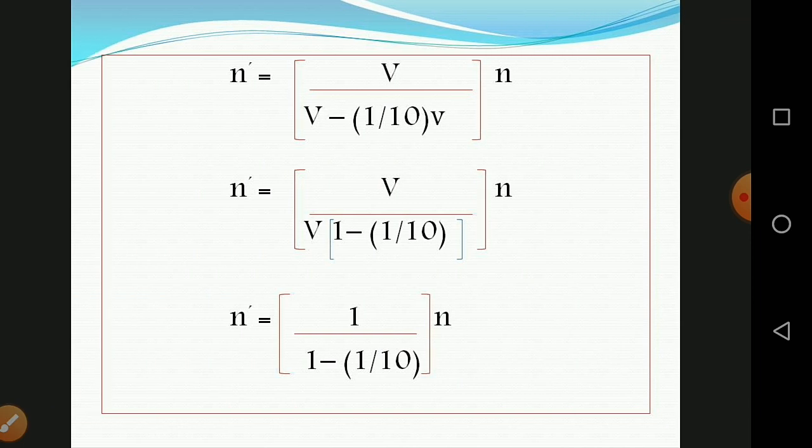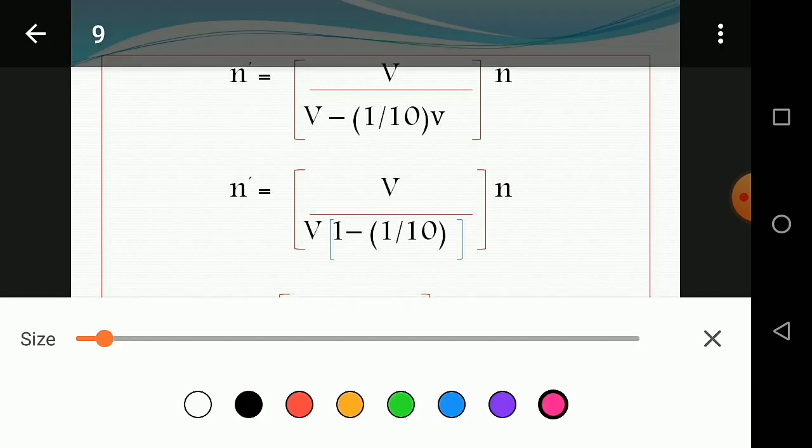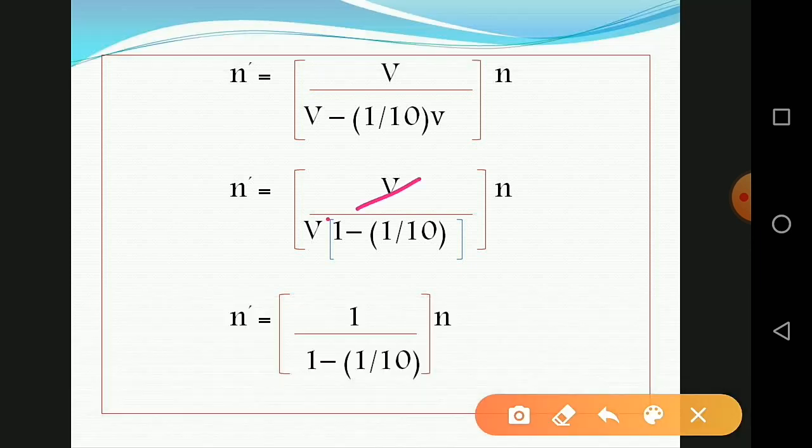So n dash is equal to, we substitute this value, V divided by V minus Vs. Vs means 1 by 10 into V into the n. So we take V commonly: n dash is equal to V divided by V into 1 minus 1 divided by 10 into n. So we cancel the V in the numerator and the denominator.